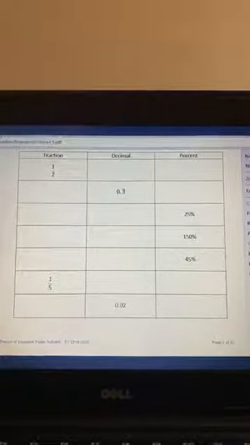We have 1 more minute. Once again, we are converting 25%, 150%, and 45% to decimals and fractions.